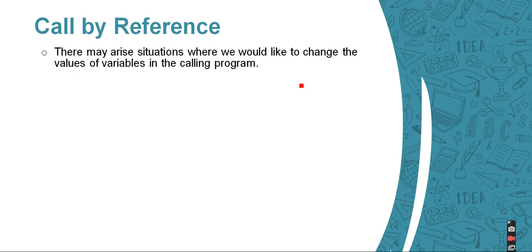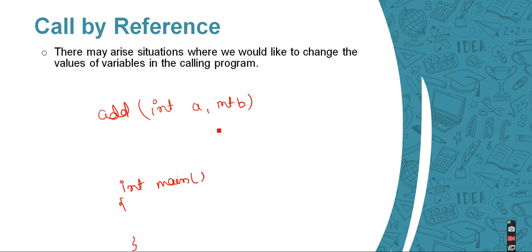Now call by reference. Instead of giving you the gift directly, I'll just give you the address of the shop, and when you reach that shop, you will be provided with your gift. In the same way, suppose we have our int a comma int b add function, and inside the main function, we pass the values directly, something like we have done earlier. So this is call by value, right?